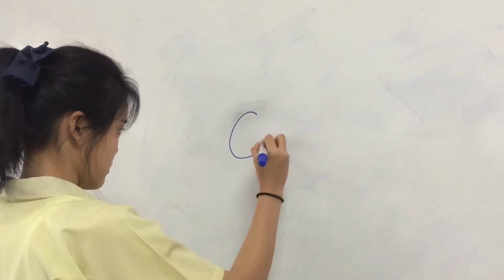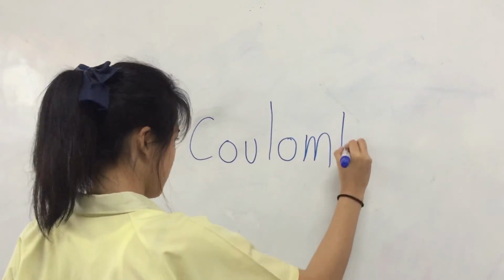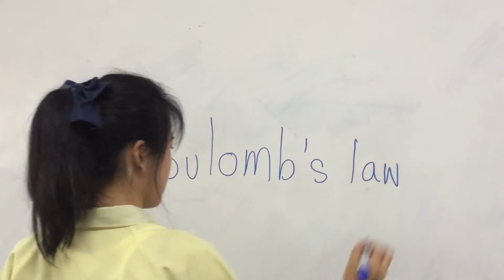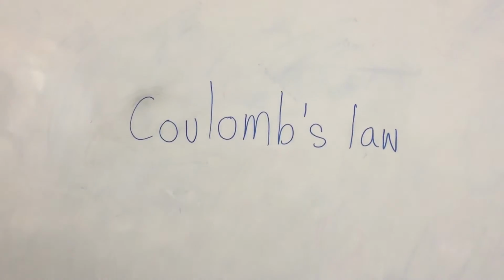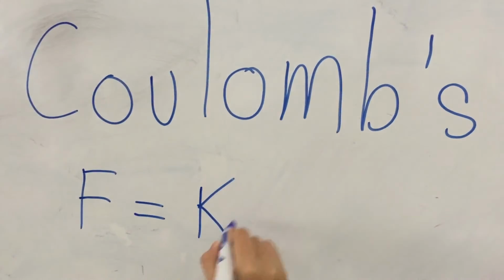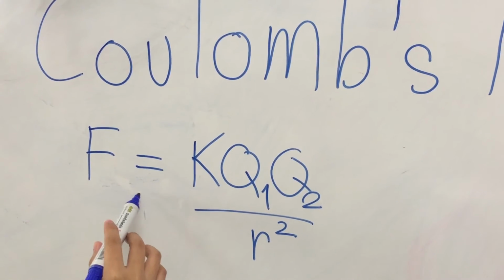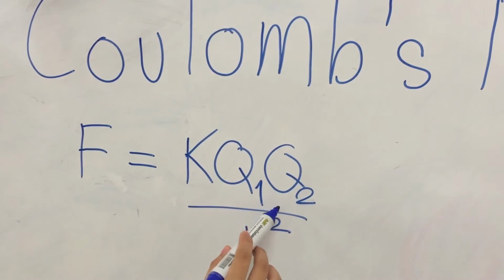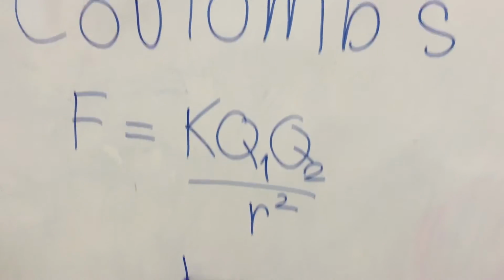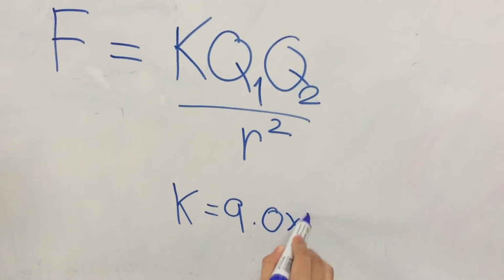Coulomb's law. Coulomb's law states that the magnitude of the electrostatic force between two electrically charged bodies is proportional to the product of the magnitude of the charges and inversely proportional to the square of the distance between them. The formula is F equals k times Q1 Q2 divided by R squared, where F is the electrostatic force, Q1 and Q2 are the magnitudes of the two point charges, R is the distance separating the charges, and k is the constant, which is 9 times 10 to the power of 9.